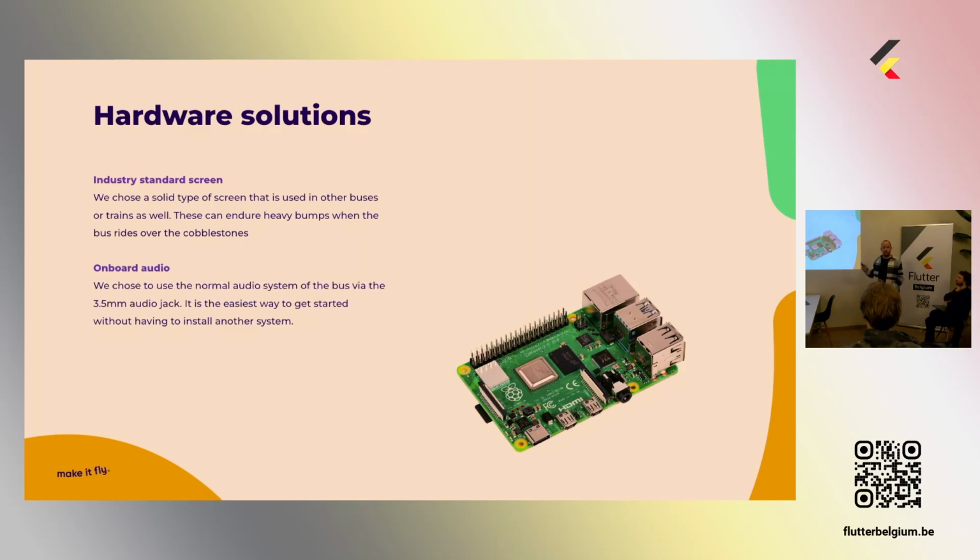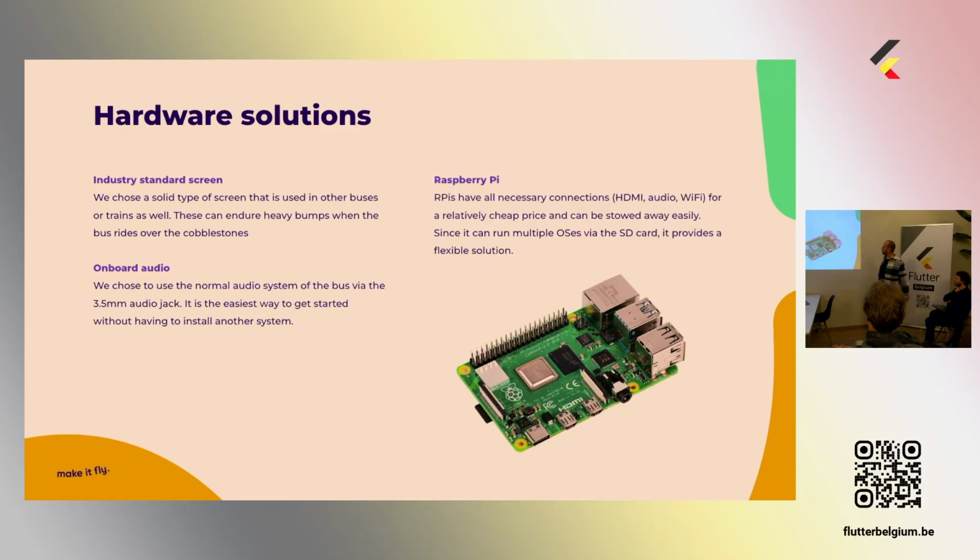For the audio, we decided just to use the audio of the bus, because these monitors that these companies provide, they just care about visualizing stuff. They don't care about having a sound system in there. So we just said, okay, what if we just use the onboard radio? And we checked, could we have something with an audio jack? And this should have been not displayed yet to keep it as a surprise, but we went with the Raspberry Pi.